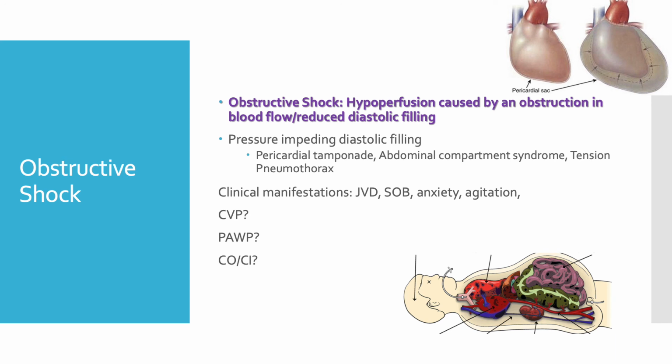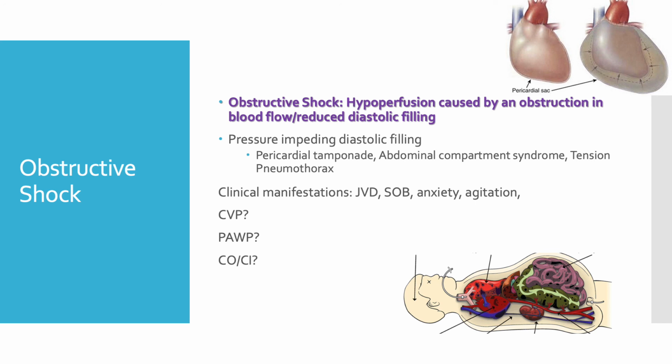So what might cause this obstructive shock? Well, some common examples are problems that push on the heart. So for instance, a pericardial tamponade, or when the pericardial sac is filling up with so much fluid that it compresses on the heart. Or maybe a tension pneumothorax, which also puts a lot of pressure on the heart. So it's hard to fill up a compressed heart.